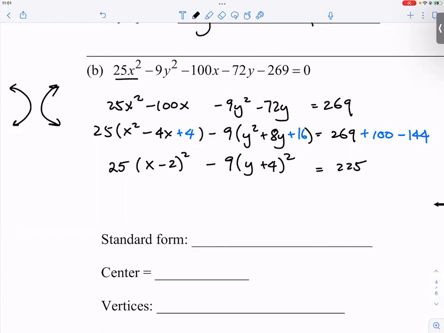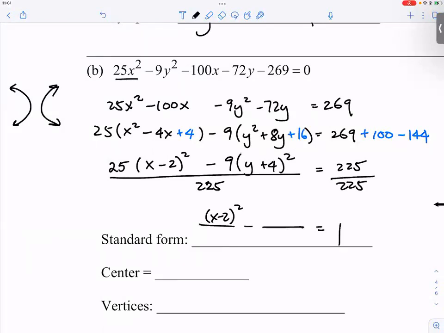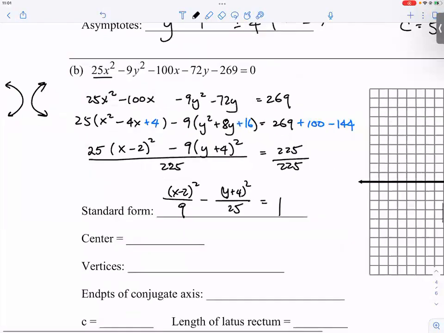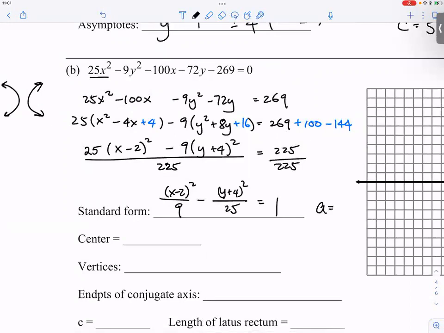So to get 1 on the right-hand side, you will divide both sides by 225. So your final equation will look like this. (x minus 2) squared over 9, and then (y plus 4) squared over 25. So you know your A value is 3. Your B value is 5. Your center is going to be at (2, negative 4).